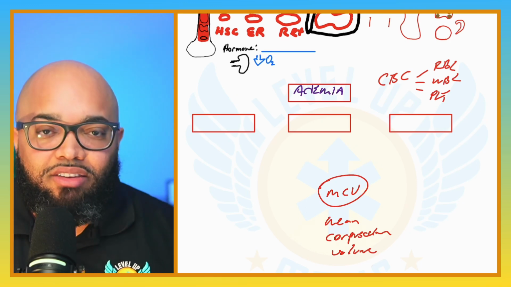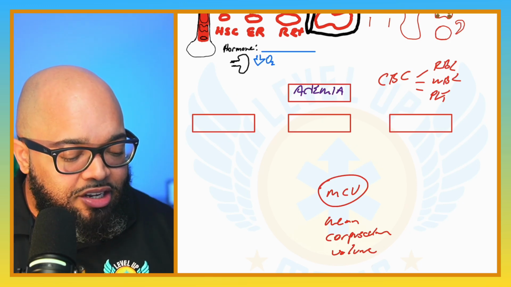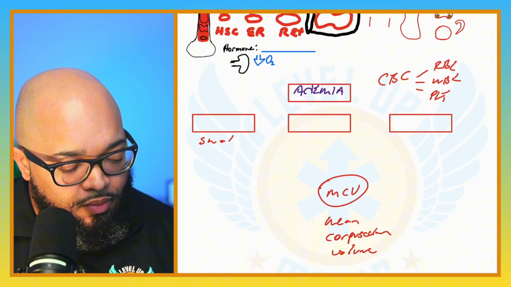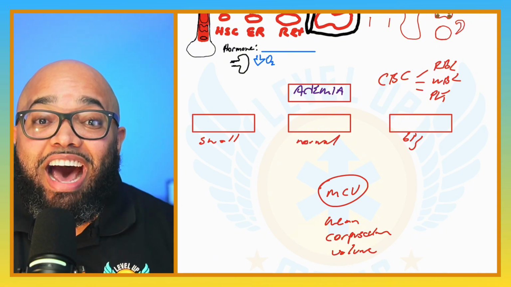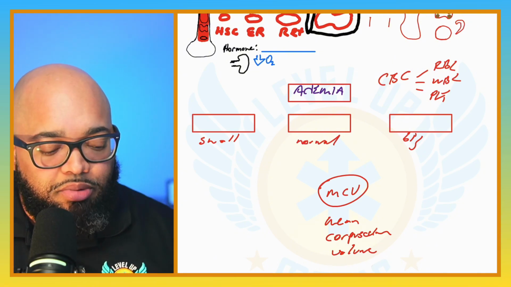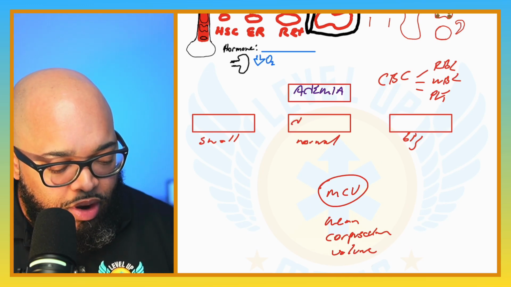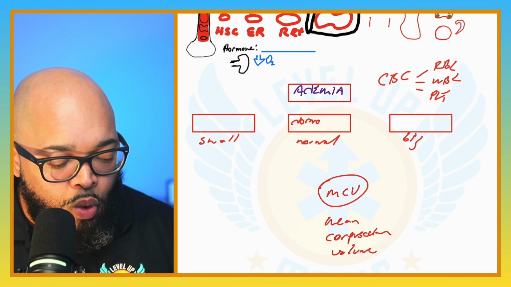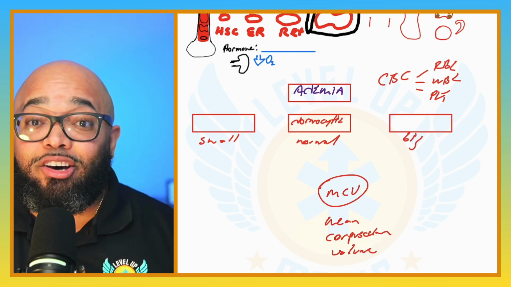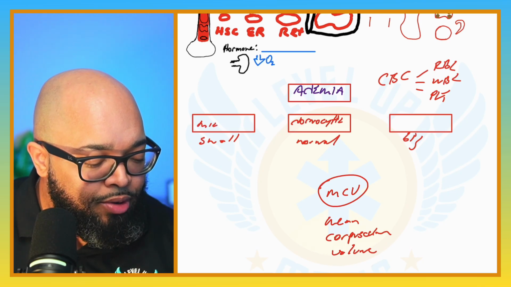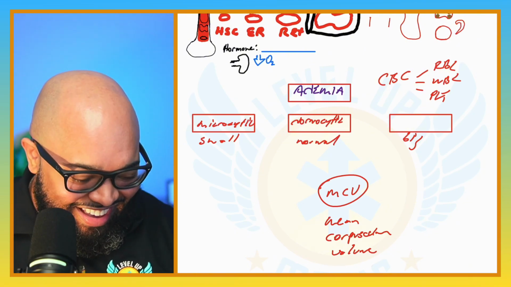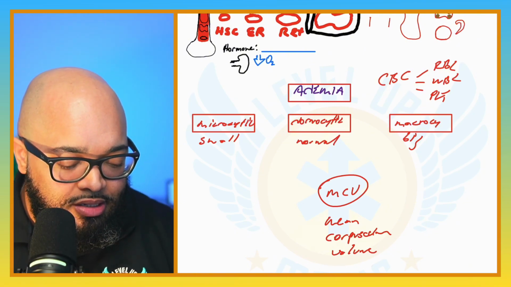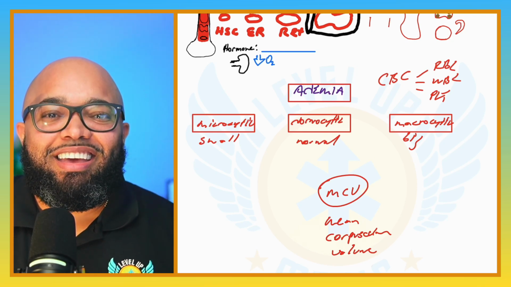So here's what I'm going to do. We're going to look at this MCV level, and we're going to separate it into what we call small, normal, and big, okay? In terms of the size of the red blood cells or the volume of the red blood cells. If the cells are normal, we're going to call that normocytic. If the cells are small, we're going to call that microcytic. If the cells are big, what do you think it's going to be? It's going to be macrocytic, okay?